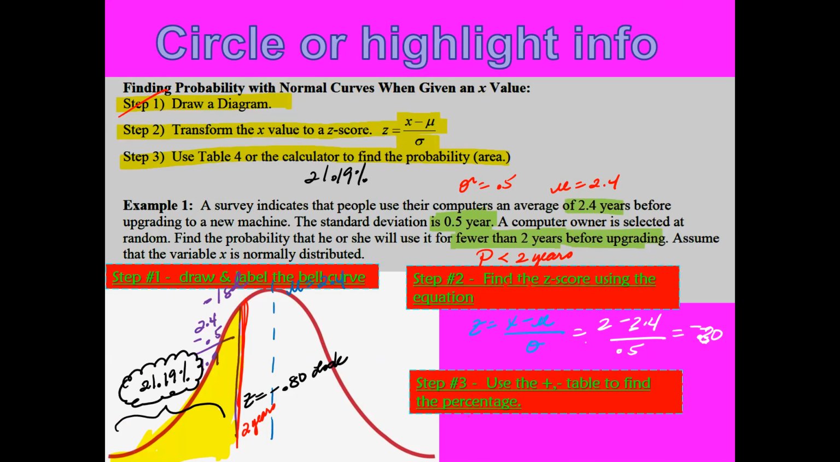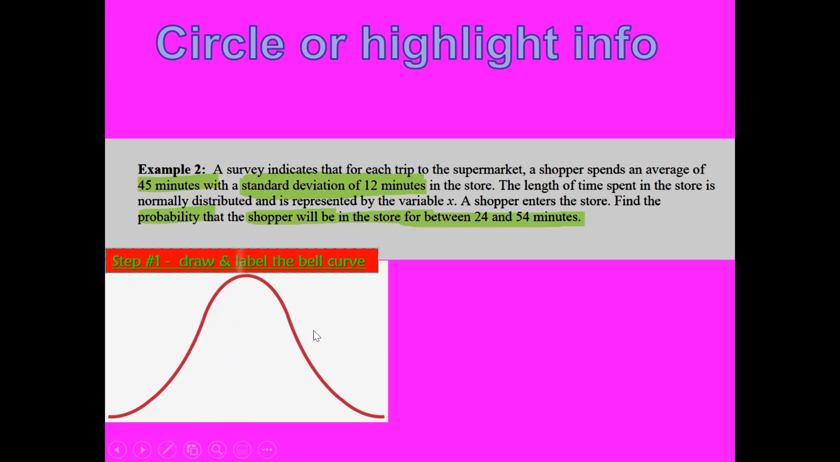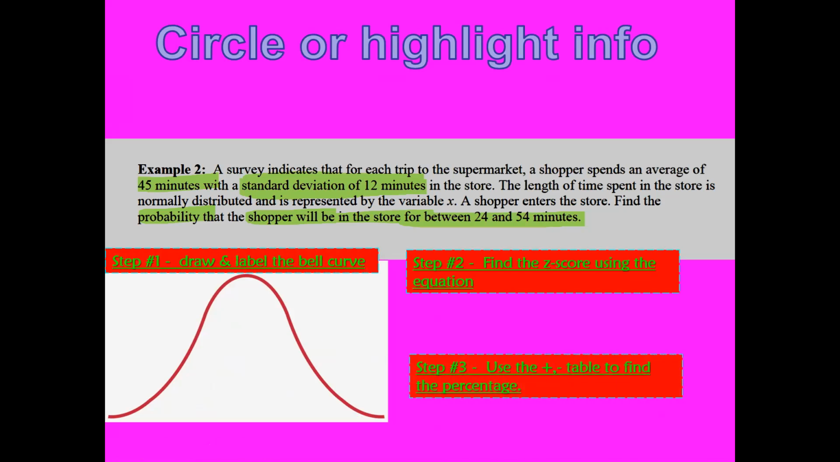That is your percent. So what are the chances of them to use it less than 2 years? It's a very, very low percent. Most people probably use it more than 2 years. I mean, I've had this computer for probably 4 years now. So, yeah. All right, let's take a look at question number 2.